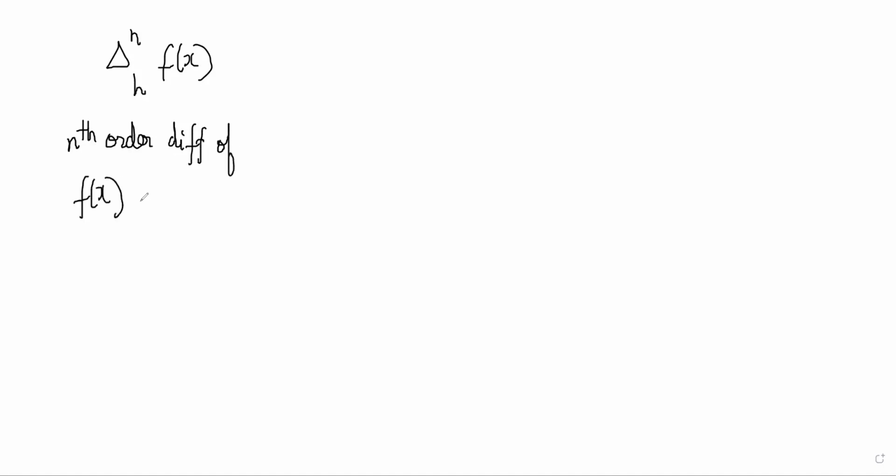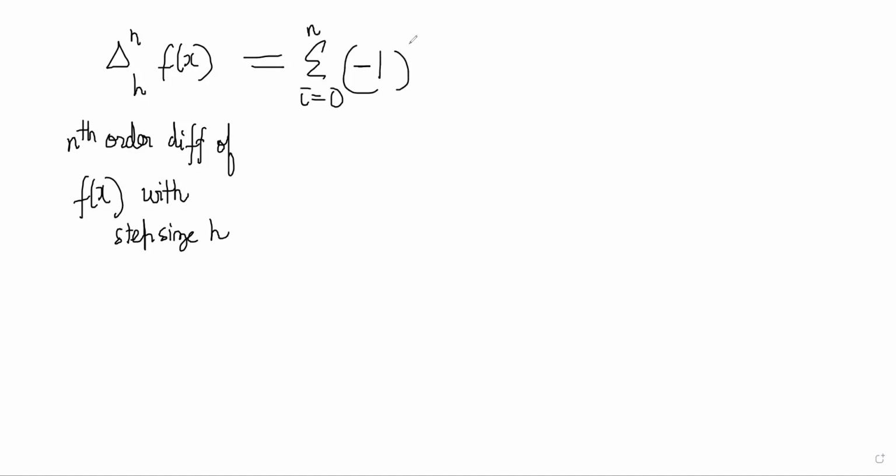You can prove by induction that delta n h f of x, the nth order difference of f of x with step size h, can be given by the formula: summation i goes from 0 to n of minus 1 power n minus i, nCi times f of x plus ih. So basically, i goes from 0 to n, and this is the sum of these terms.